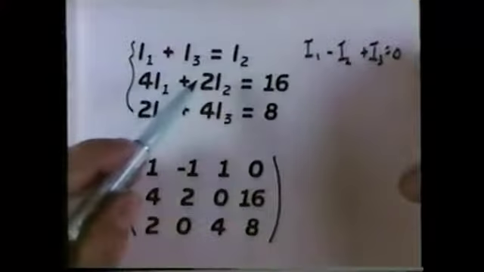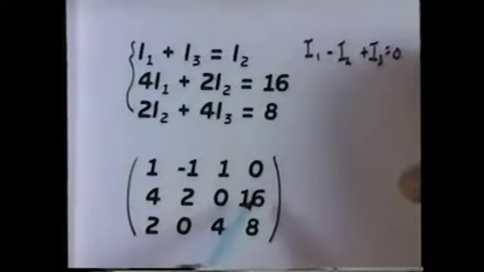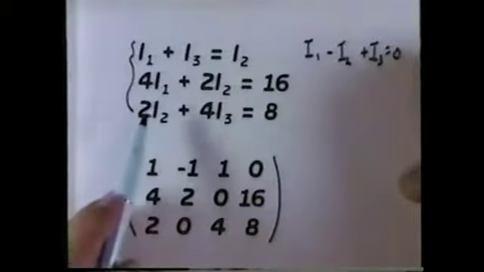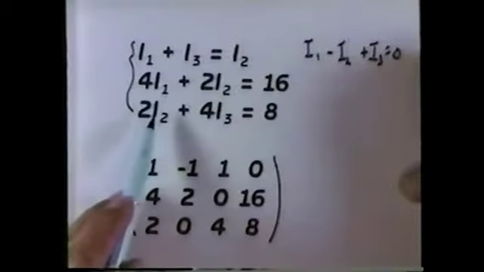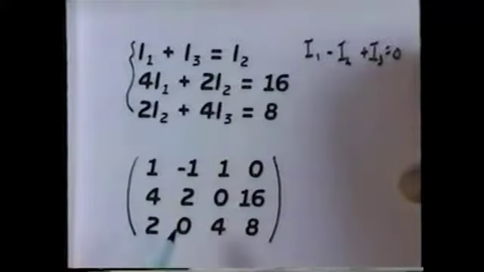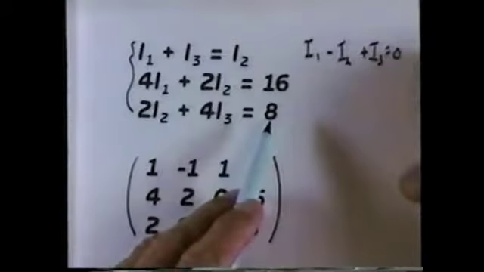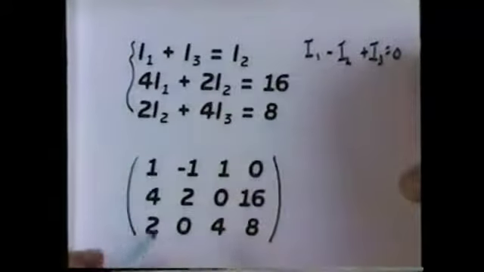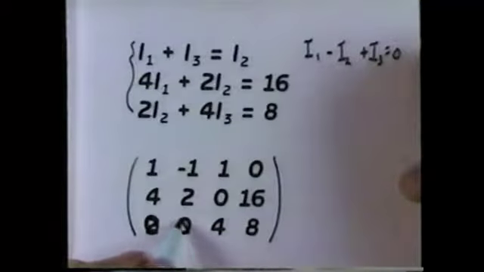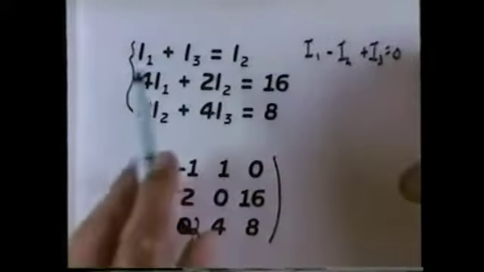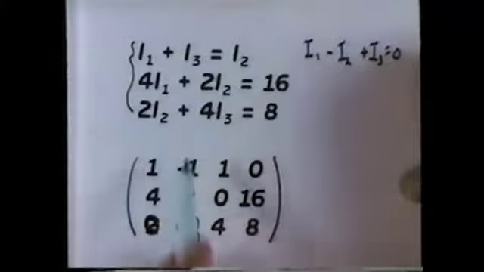The coefficients are 4, 2, and 0. The constant is 16. The next coefficients would be 0, 2, and 4, and the constant is 8. So notice I put this wrong. I've got the 0 in the wrong place. I2 is 2 and I1 is 0. So this is 0 and this is 2. I1 is 1. There's no I2.